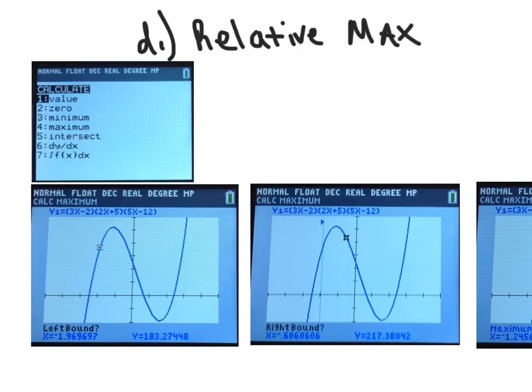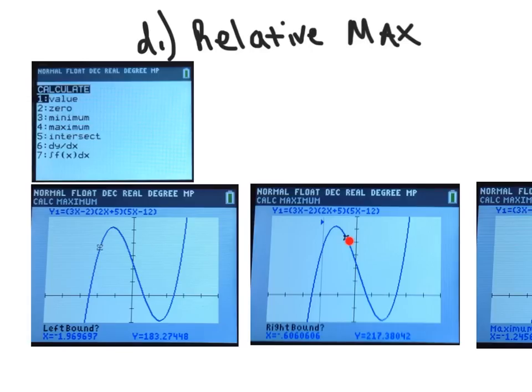Again, once you do that, the calculator, at least my TI-84, is going to put an imaginary fence boundary line right there. And I'm going to move my cursor to the right. Boom, boom, boom, boom, boom, boom, boom. Once you get in this vicinity right here, hit enter.